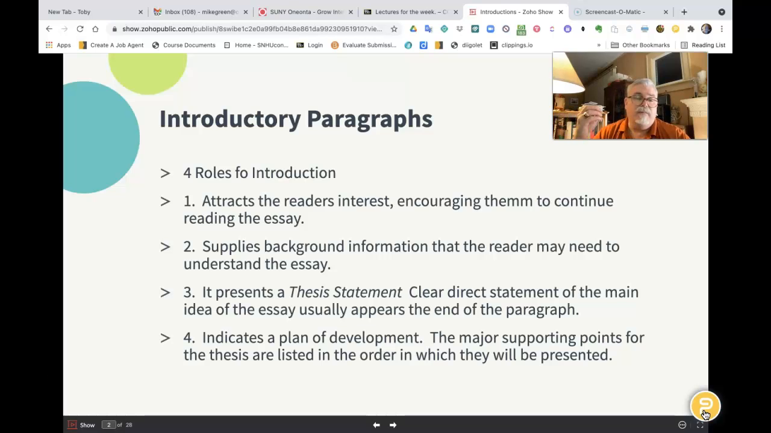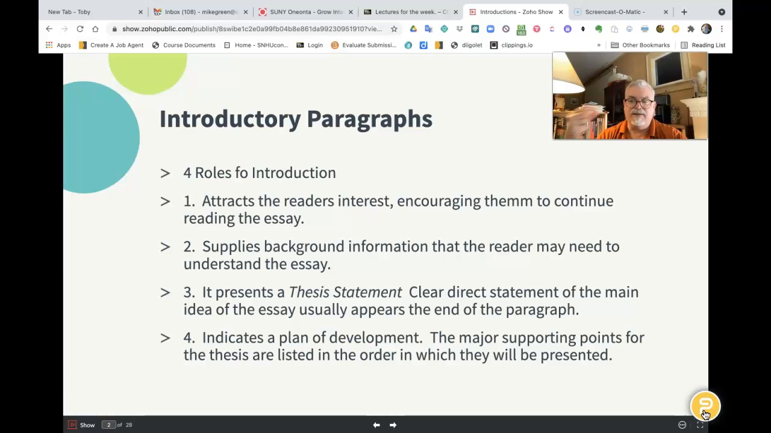An introduction also supplies background information that the reader is going to need to understand the essay. You have to supply the 3 points, a little bit of background of each premise before you get to that thesis statement. Because it's the premises that are the background information that then are connected together to create that thesis statement.